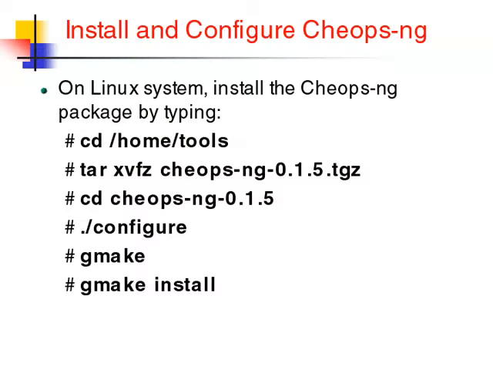To install and configure KEOPS-NG, you need to use your Linux system. KEOPS only works on Linux. You can install the package by changing directory into your Home Tools directory. Then you need to untar the KEOPS-NG file. Change into the KEOPS directory and run the configure script. Then use gmake to actually compile the program and gmake install to install it on your system.